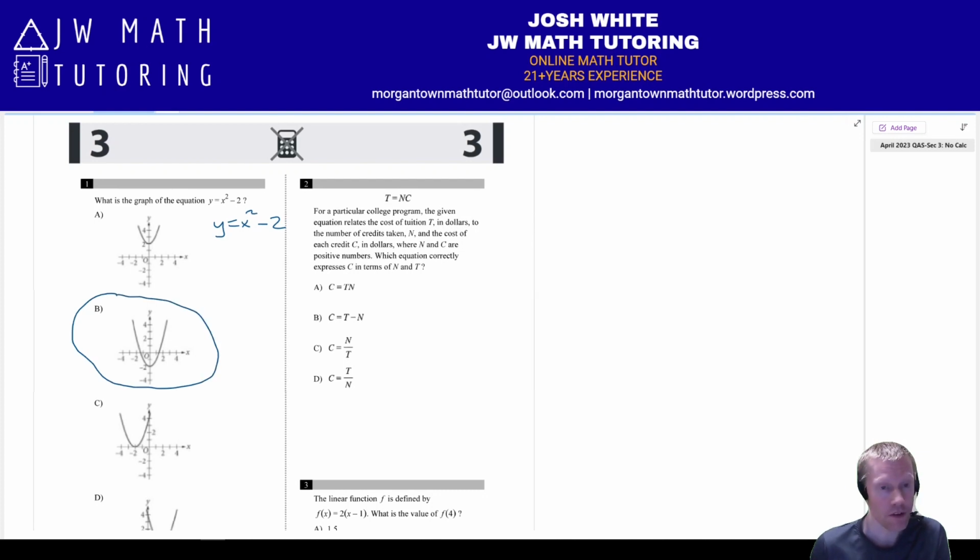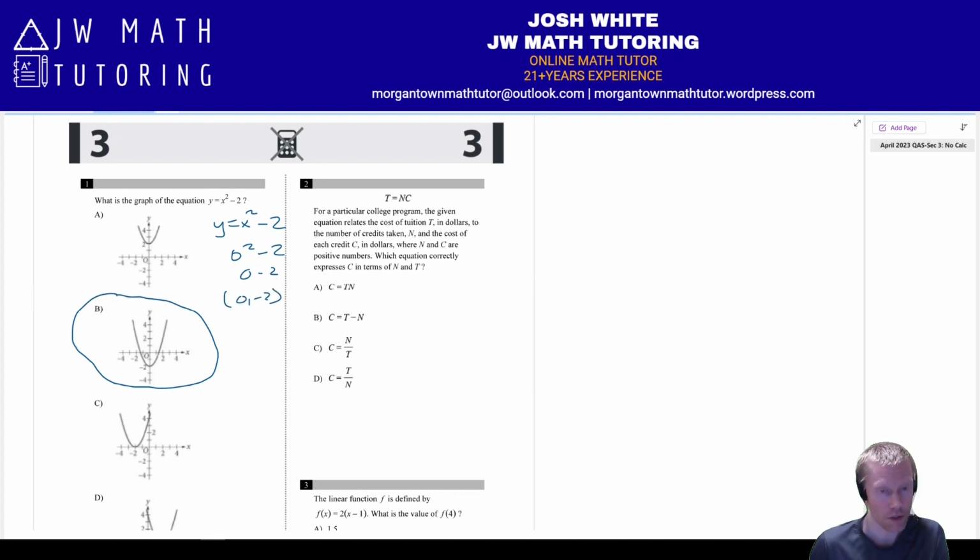Now, if for whatever reason you didn't remember that or didn't know that, you could also just do the technique I call point matching, which is pick a value for x, plug it into the equation, like say 0. 0 squared is just 0. 0 minus 2 is negative 2. So you get the point 0 comma negative 2.